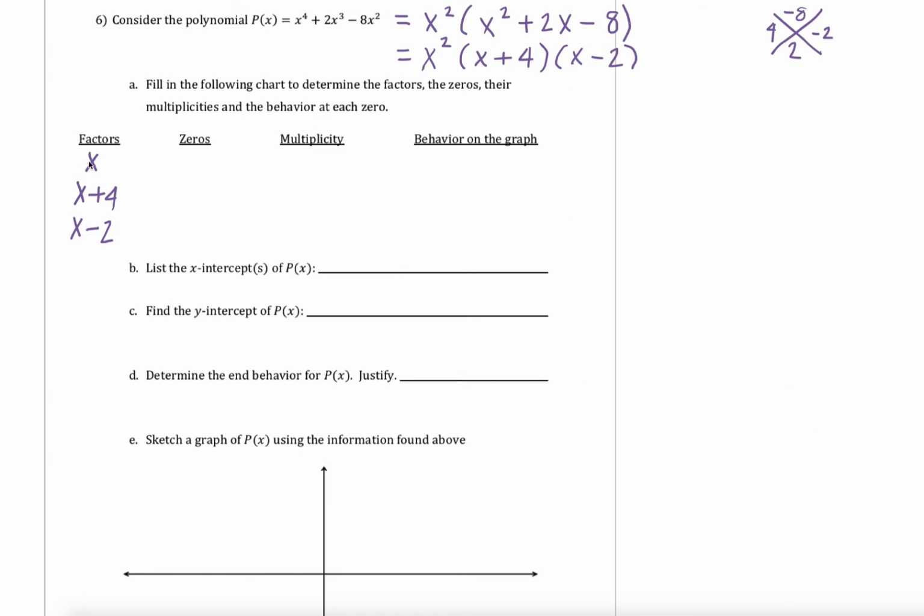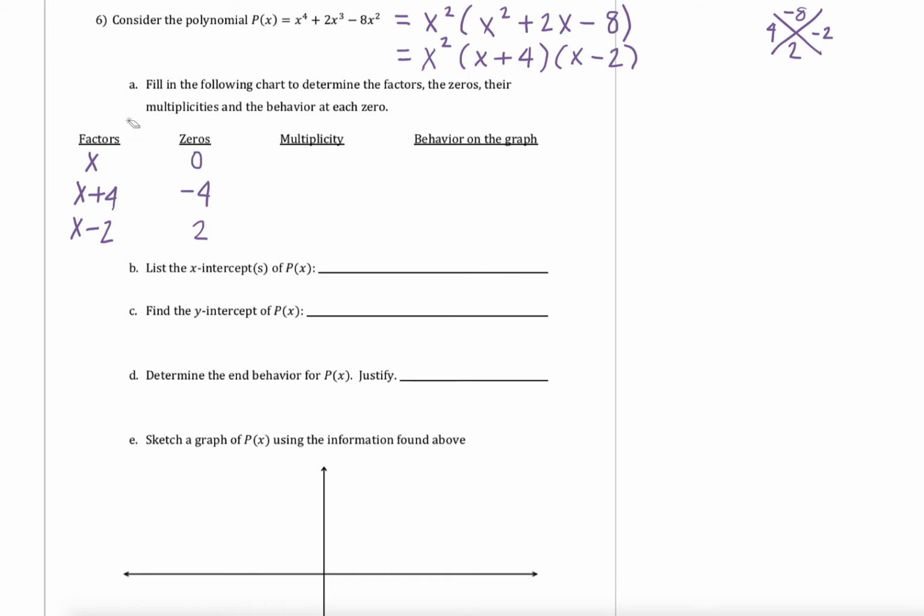So for the corresponding zeros, for the factor of x, my corresponding zero is just 0. For the factor of x plus 4, my corresponding zero is going to be negative 4. And for our last factor of x minus 2, our corresponding zero is going to be positive 2. And remember, we're getting all of those by setting the factor equal to 0 and then solving for x from there.